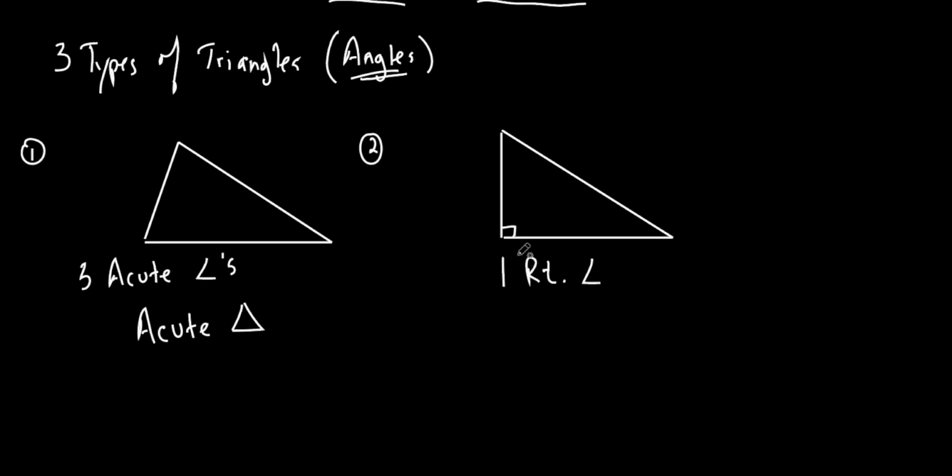So take a wild guess what we're going to call that triangle. It's a right, it's not a right angle, it's a what? Right triangle. Right, it's a triangle. So I call it a right triangle. Pretty easy so far, isn't it?